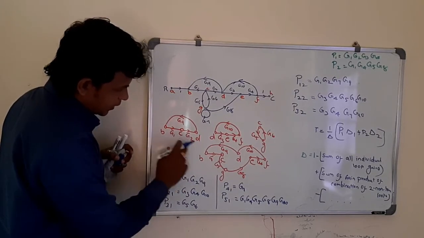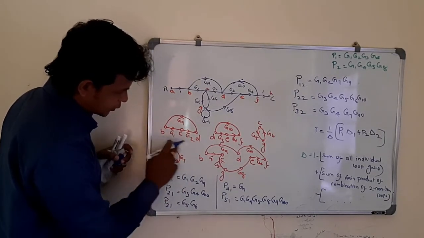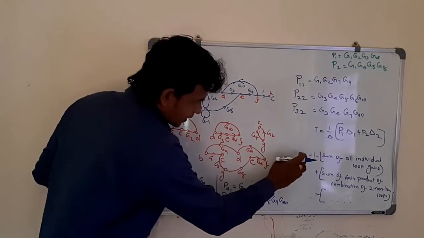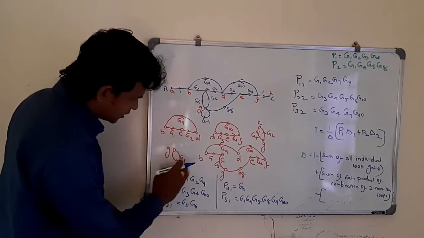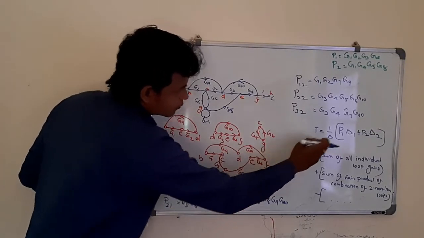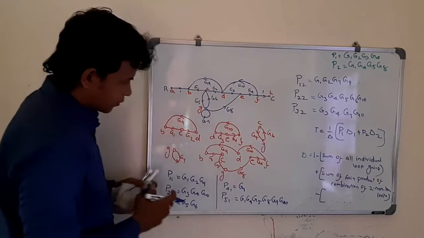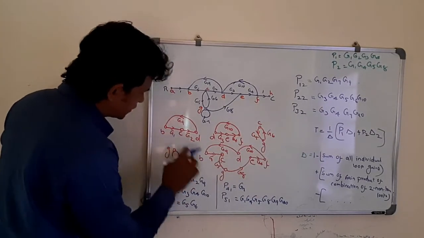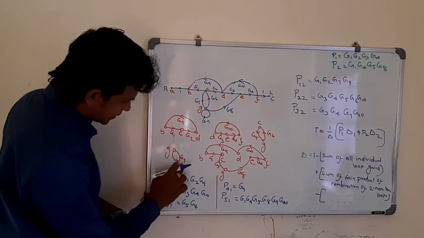Del of that region is 1 minus this one, and here we have to apply the same formula for this region alone, so that we can find del 1. Finding del for this region alone, we have got 1 minus G7.